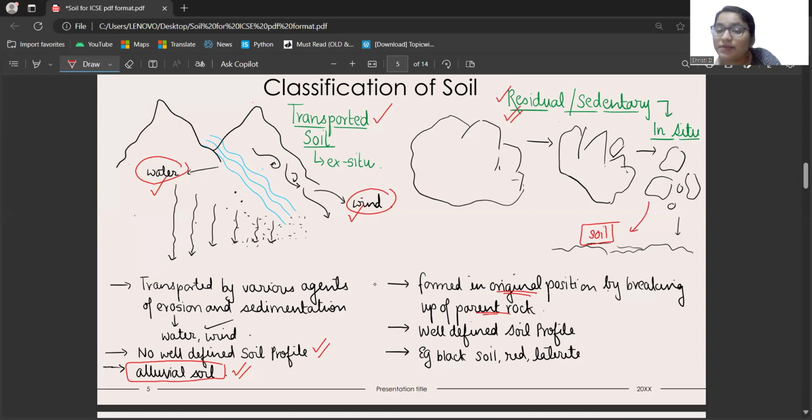ओके, इसमें एग्जांपल्स यू हैव ऑल द अदर सॉइल्स. यू हैव द ब्लैक सॉइल, रेड सॉइल, लैटराइट. अलुवियल को छोड़ के सारे सॉइल्स जो है वो रेजिडुअल में आते हैं. सो अपार्ट फ्रॉम अलुवियल, ऑल अदर सॉइल्स आर पार्ट ऑफ व्हाट? They are a part of residual or sedentary soils. Is that clear? That's it.